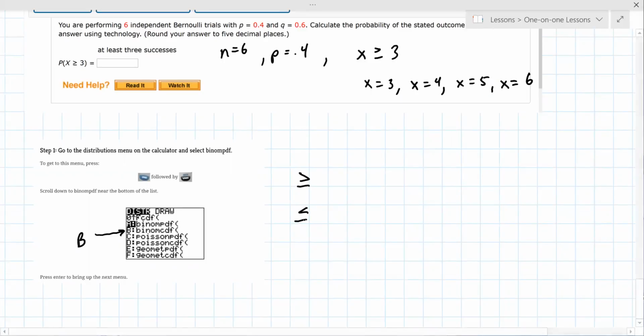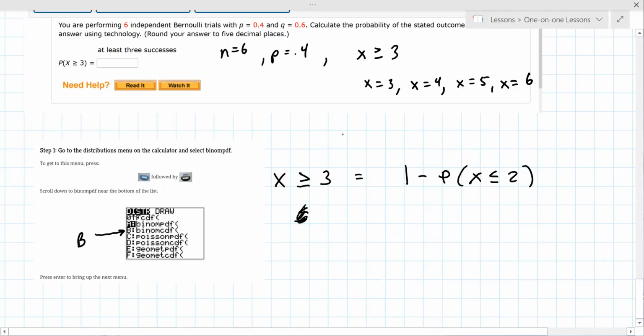But there's actually a little wrinkle to this. If you went to Binomial CDF, you're going to get a window that looks exactly the same as what you had before. This is the complementary case. You want the probability that x is greater than or equal to 3. This is equal to 1 minus the probability that x is less than or equal to 2.